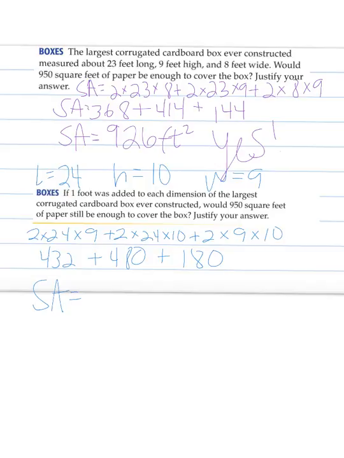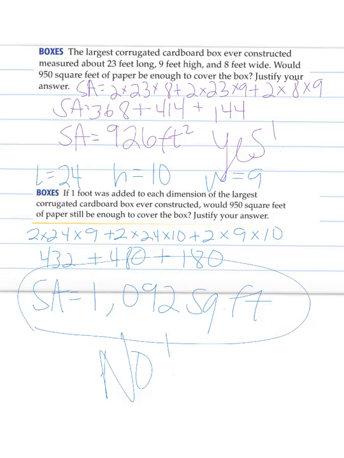432 plus 480 plus 180, 1,092 square feet. So would that 950 be enough? No, it would not. And we justified by showing what the surface area would be.